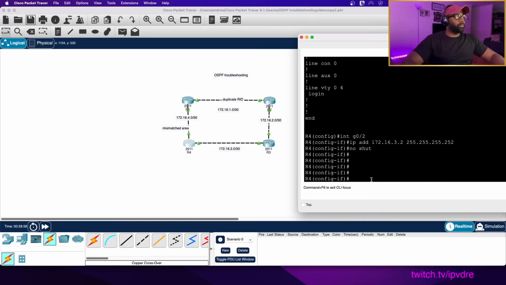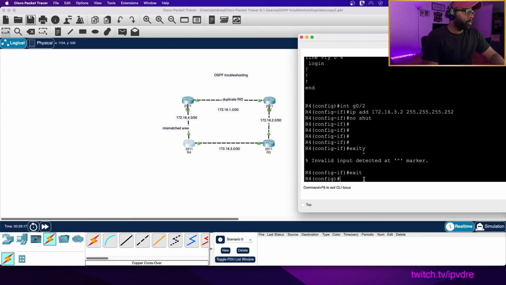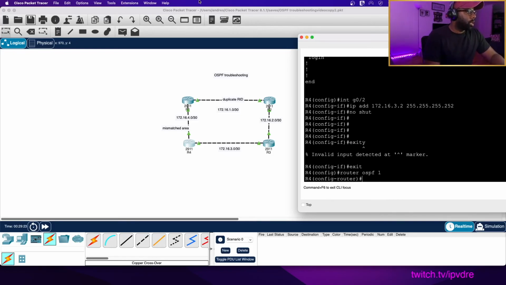Now let's see if it forms a neighborship. Because I have OSPF running on this network. Oh, it's not gonna form the neighborship because I didn't activate OSPF on the interface. So how we do that is, make sure my camera's still good, we go into router OSPF 1, and then we're gonna do network 172.16.3.0 0.0.0.255. This is a wildcard mask. All right. Then we can't forget, we've got to specify the area.